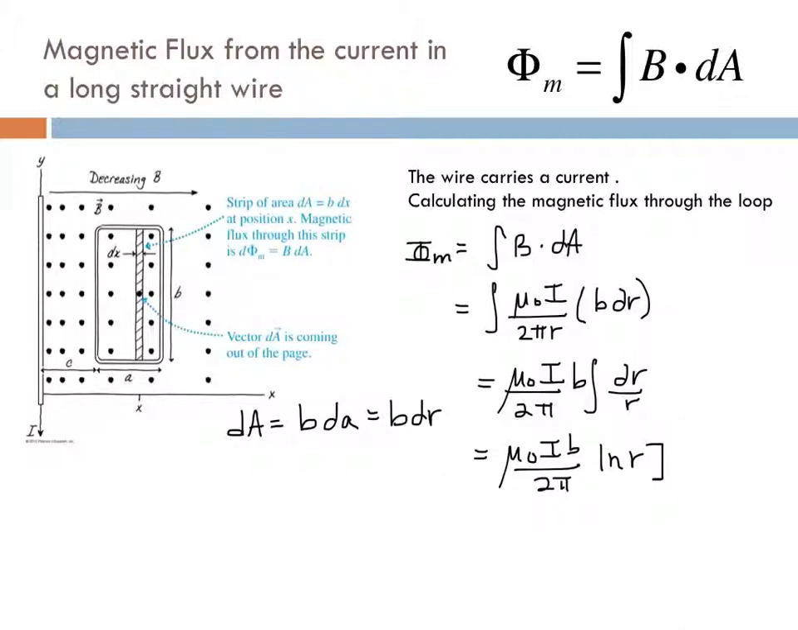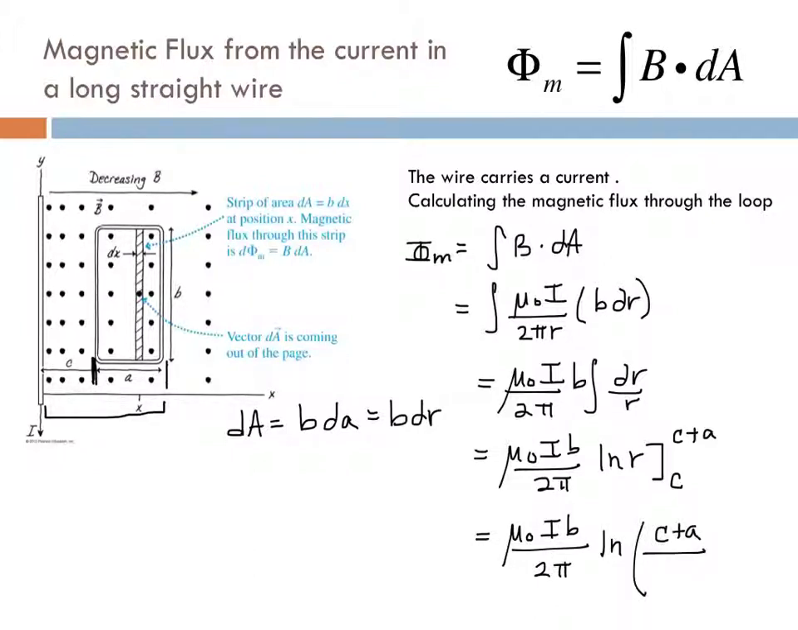Where my distance r is going to change, according to my picture, from C, which is where my flux starts, at the beginning of this loop, all the way until C plus A, the distance from here to here. So then my final equation looks like the natural log of C plus A over C, which gives me the magnetic flux from the current in a long straight wire.